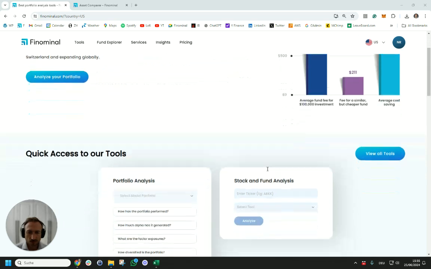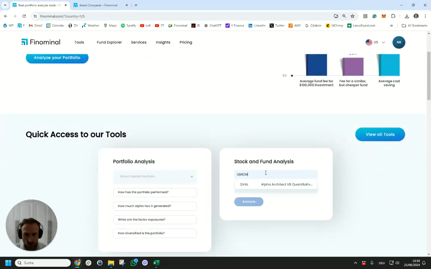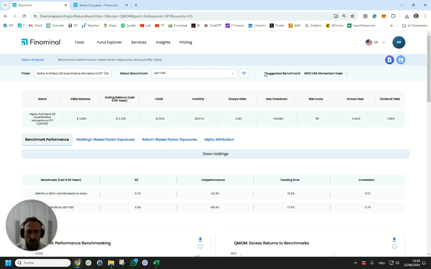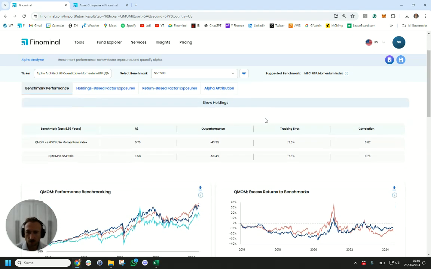So let's have a look in terms of what the right benchmark for QMOM is. And we're going to use our Alpha Analyzer tool for that. Now, what we do see is that the suggested benchmark is the MSCI USA Momentum Index, which is perhaps not so surprising given that this is a momentum product. We do see the R squared of QMOM to that index is fairly high. Tracking error is low, at least lower than to the S&P 500, and the correlation is also higher.